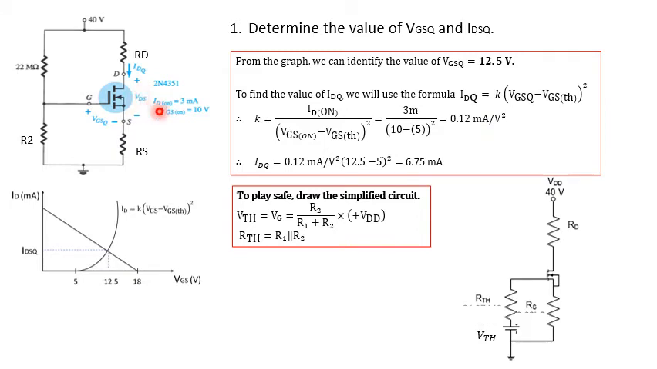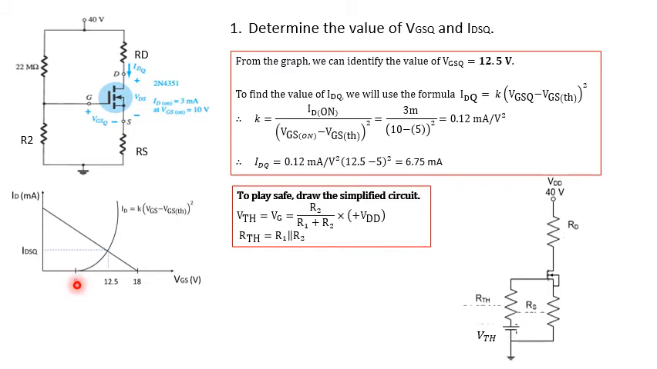ID on has been given 12... not 12, sorry, that's wrong. 3 milliampere. Now VGS on has been given in the question, 10 volt. Then VGSTH, you can extract the information from the graph.